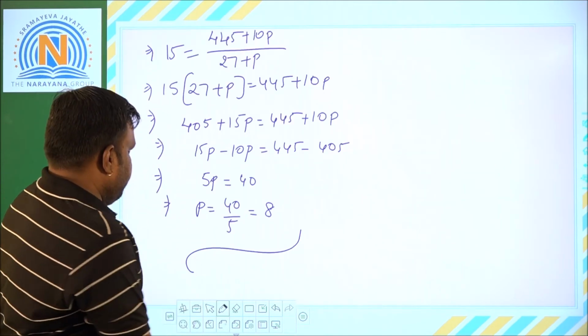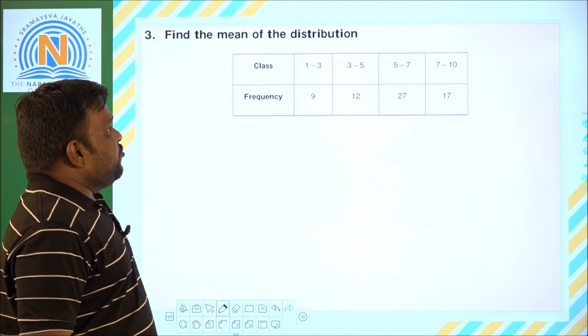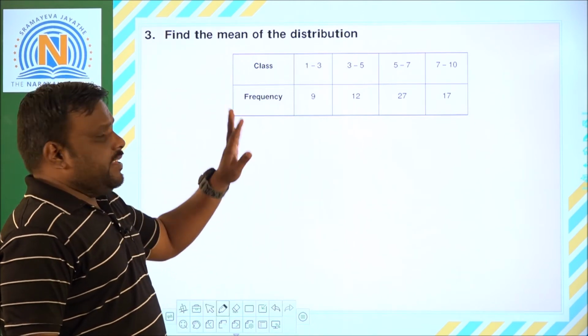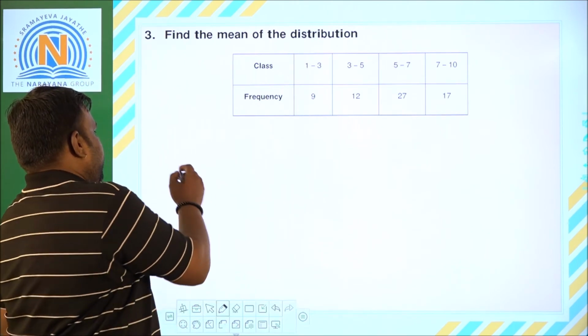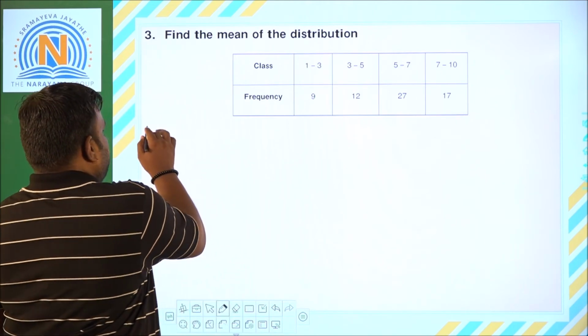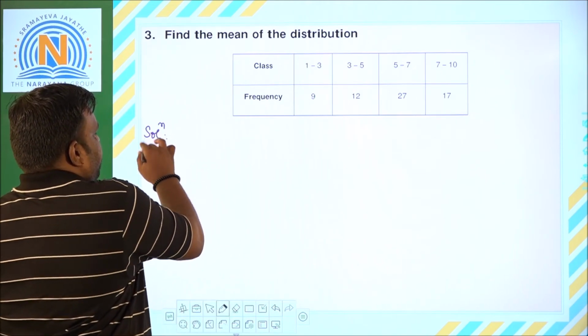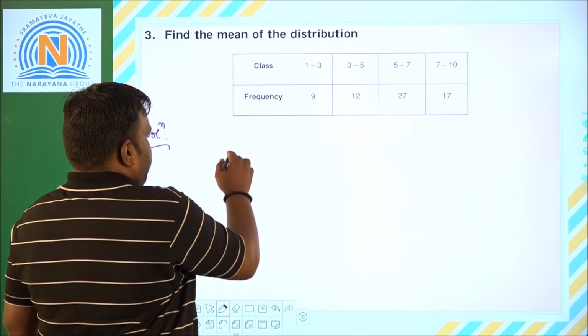Now coming to the third question. Find the mean of the distribution. Here we have class and the frequency. Here you have to find out the mean. So let us apply the same formula, that is the direct method. X bar is equal to sigma fx by n. So let us draw the frequency distribution table. The table for this is also the same thing. Classes, frequency, the same thing what we have.